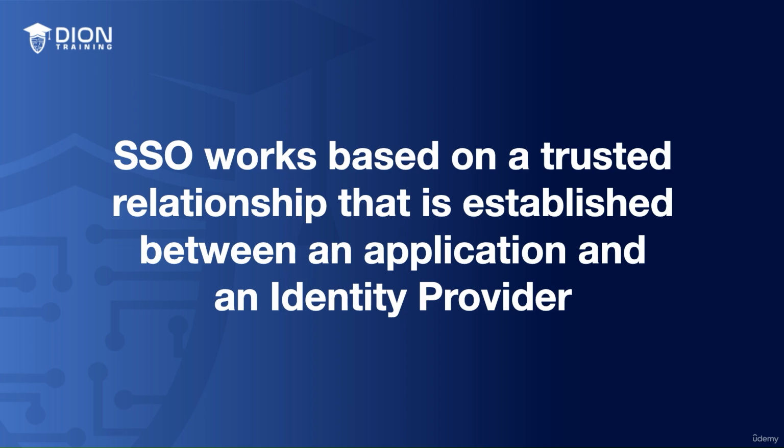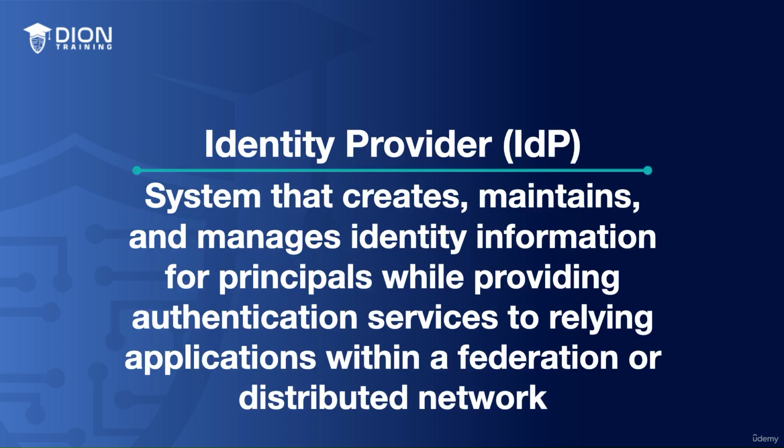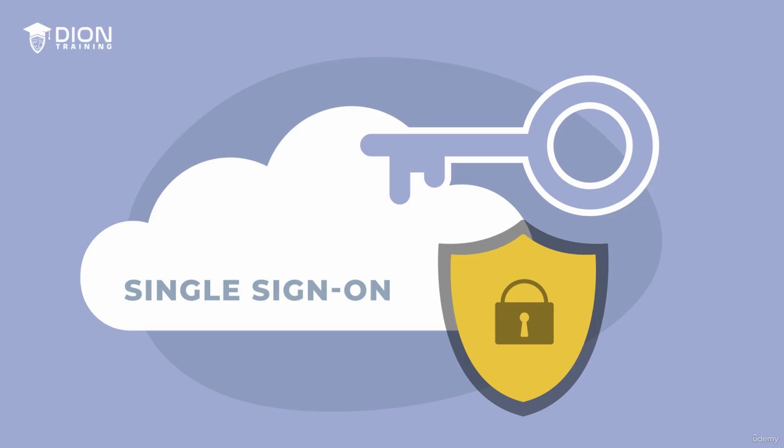Well, single sign-on works based on a trusted relationship that is established between an application and an identity provider, also known as an IDP. The identity provider is a system that creates, maintains, and manages identity information for principals while providing authentication services to relying applications within a federation or distributed network. Now let's take a quick look at the simplified step-by-step process used by SSO.